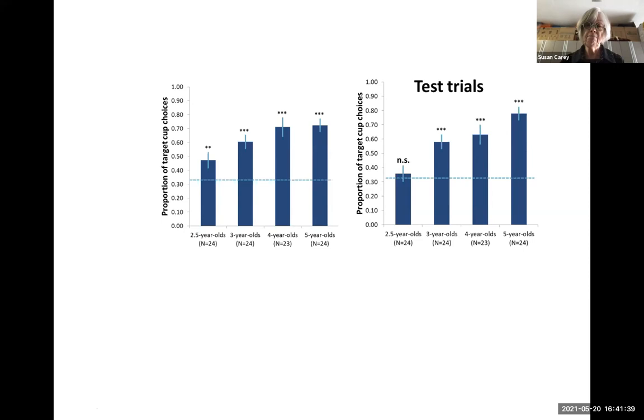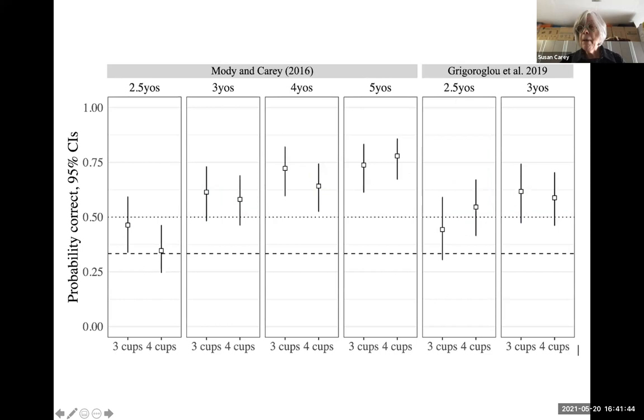So two things. The aspect of the pattern of results that I want you to focus on is the 50-50 performance on both the 3 cups task and the 4 cups task. It's now been replicated 7 or 8 times at age 3 or 2.5. Here's where on the 3 cups, they weren't different from 50%, and on 4 cups, they weren't different from 33%. That actually doesn't replicate. So here's a direct replication of the task.